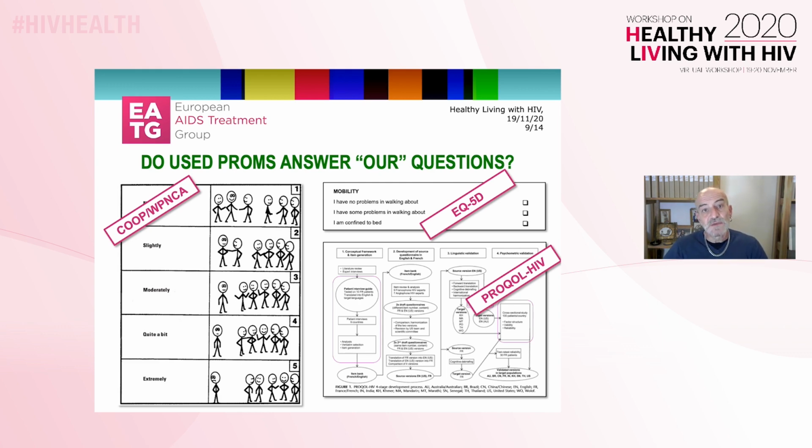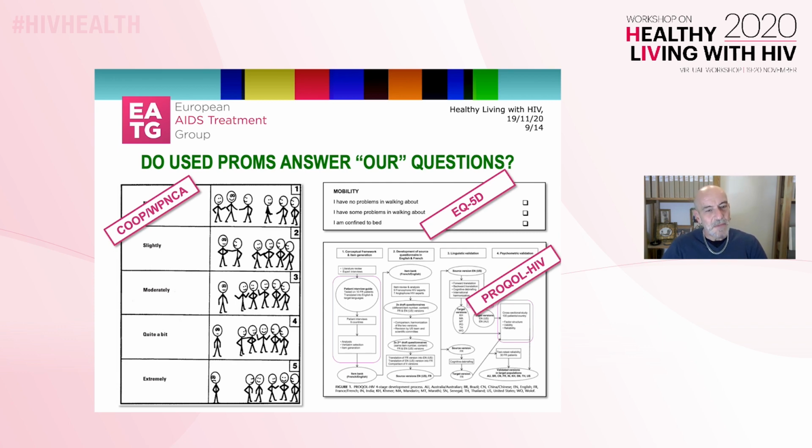My social life is much more complex than asking whether it is perfect, slightly changed from the past, moderately changed from the past, or severely, extremely changed, like done in the COP-WP NCA questionnaire. Also, mobility. I have no problems in walking around. I have some problems. I am confined to bed. This is something which might have been relevant in the past when people living with HIV were mostly affected by AIDS. But now the reality is much different.